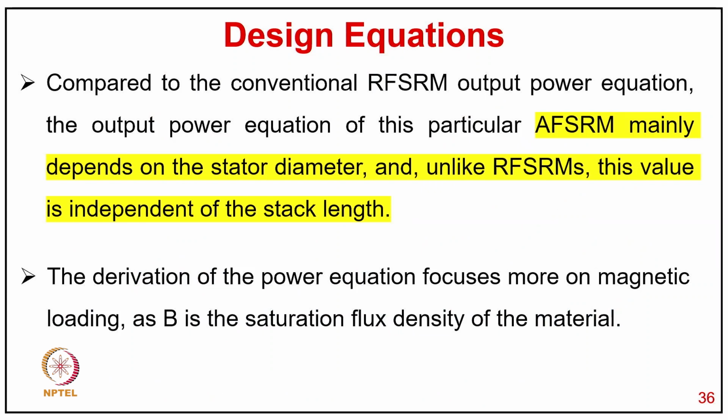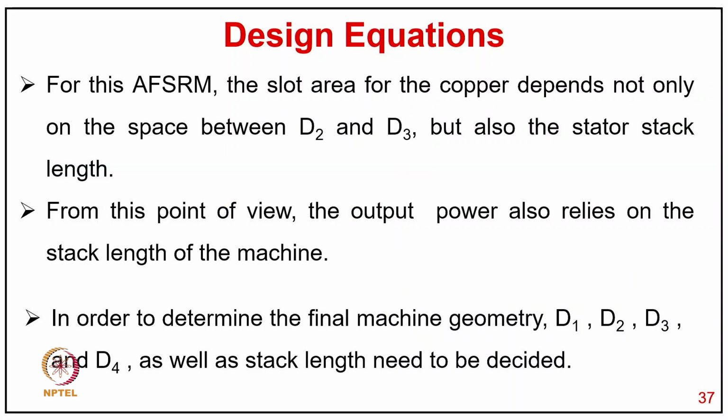Compared to the conventional radial flux reluctance motor output equation, the output power equation of this particular axial flux reluctance motor mainly depends on the stator diameter, and unlike the radial flux reluctance motor, it is independent of the stack length. The derivation of the power equation focuses more on magnetic loading, as B is the saturation flux density of the material. For this axial flux reluctance motor, the slot area for the copper depends not only on the space between D2 and D3, but also on the stator stack length, and from this point of view, the output power also depends on the stack length of the machine.